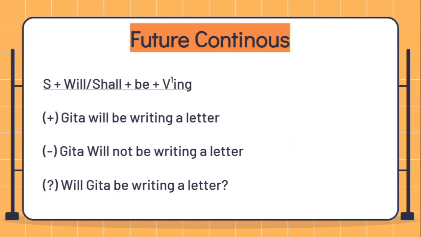Future continuous. Gita will be writing a letter. Gita will not be writing a letter. Will Gita be writing a letter?